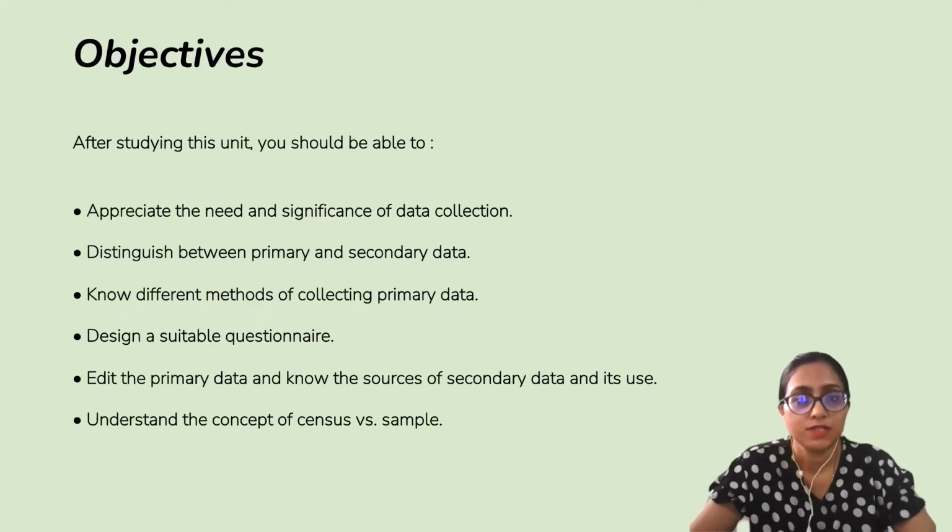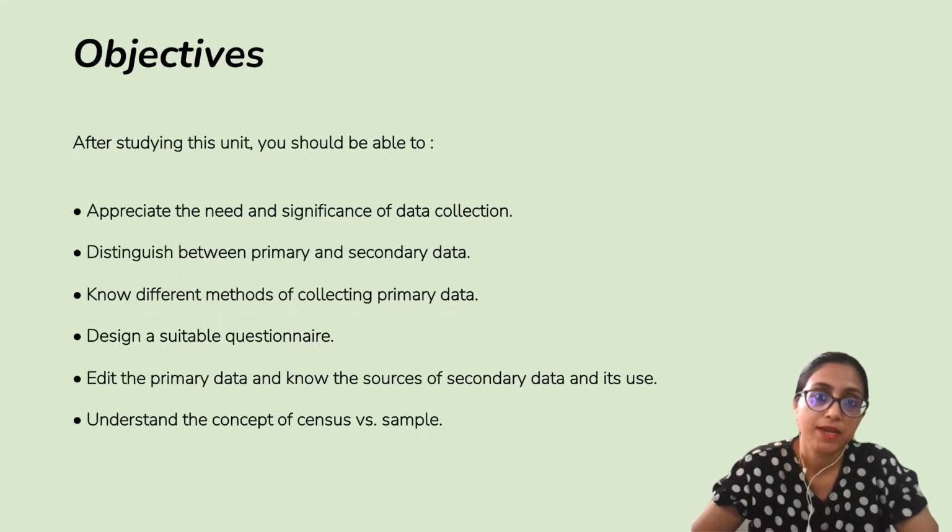After studying this unit, you'll be able to appreciate the need and significance of data collection. You will understand why data collection is needed, and you'll be able to distinguish between primary data and secondary data. There are basically two types of data. We'll study in detail both of them, and then you'll know the different methods of collecting data, like the questionnaire method, the interview method, the mailing method. Many methods are there, and we'll discuss each and every method in detail.